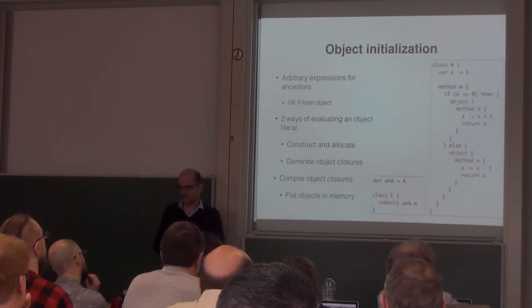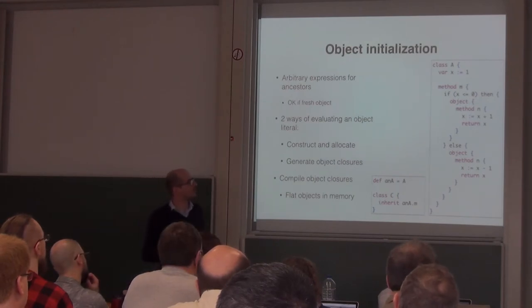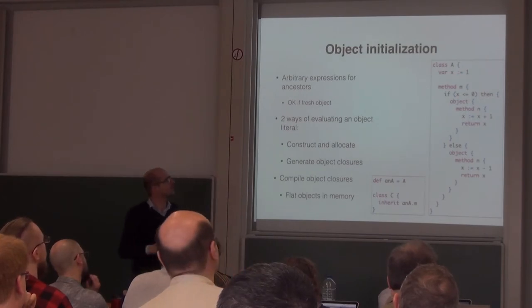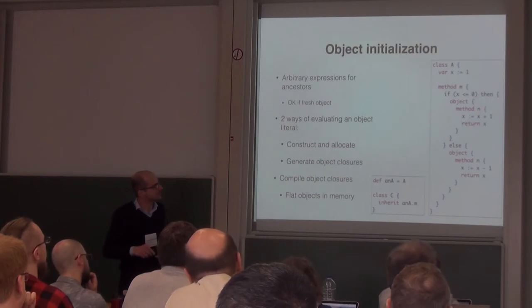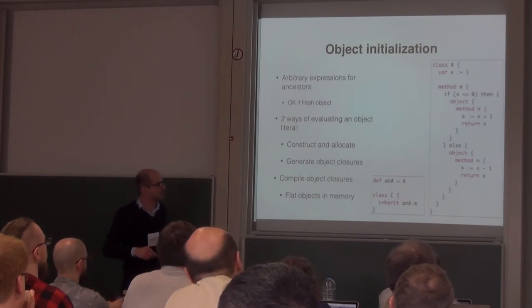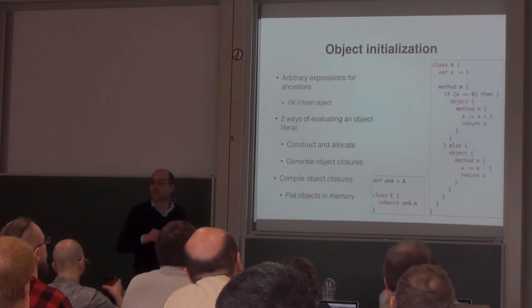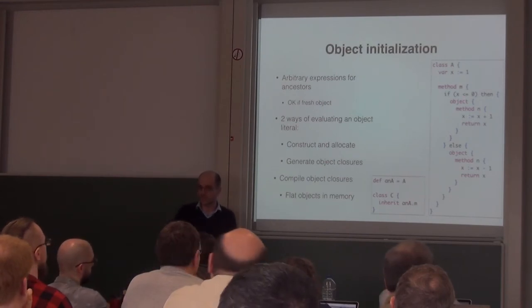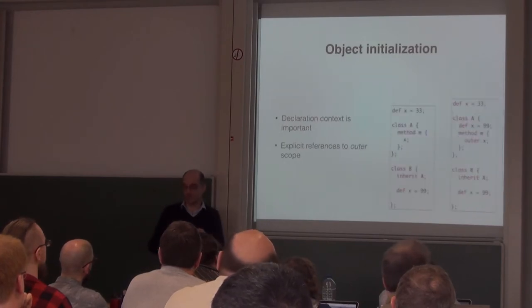So let's take an example of why this could be complicated. We have a class A with some field x. We have a method M, and it conditionally returns either this or this object. And we have a descendant of class A, which applies method M to get one of those two objects. We want to do this, we want to get a flat hierarchy at the end, a flat object at the end.